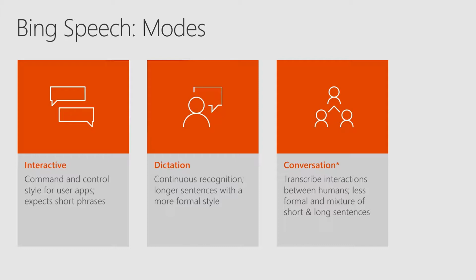The next mode is dictation. So this is long, slightly more formal sentences where a user is recording something for transcription to text. The final mode is conversation, and this is a new mode that's recently been added and doesn't support as many languages as the previous 2. However, it's ideal for transcribing conversations between people, where the language is slightly less formal and is a mixture between short and long sentences. For example, recording and transcribing a meeting.